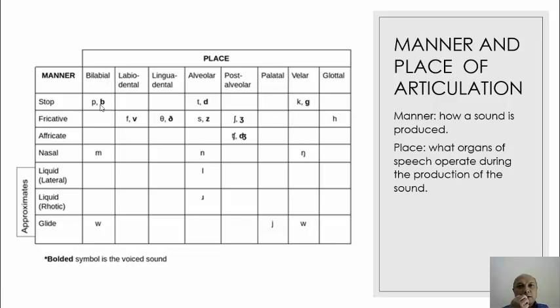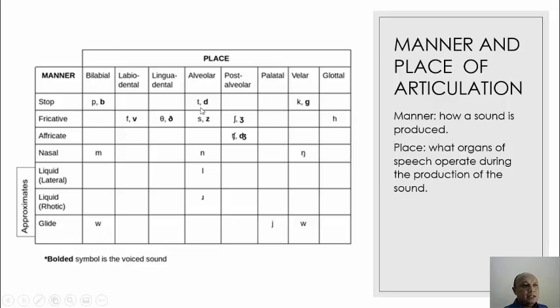We hold the flow of the air, and then a fraction of a second later, we explode it, and that's why it's called plosive. Sometimes we blow the air out of the blockage, so we have p and b. Okay, and then you have labiodental, linguodental, alveolar.